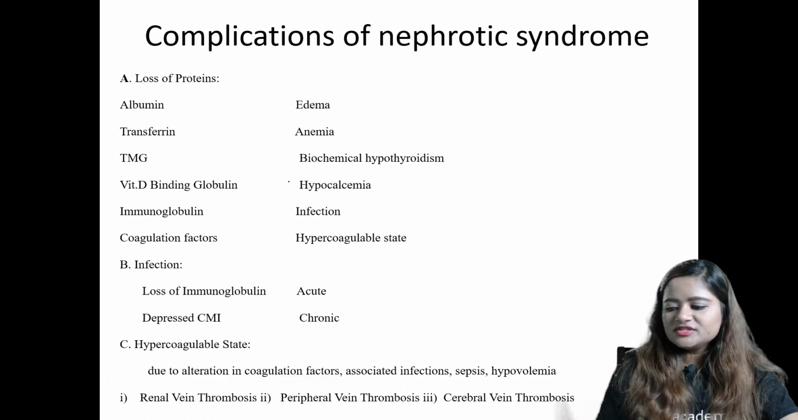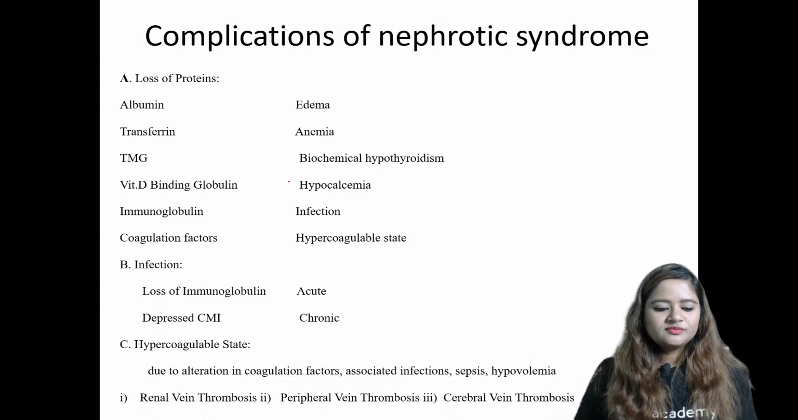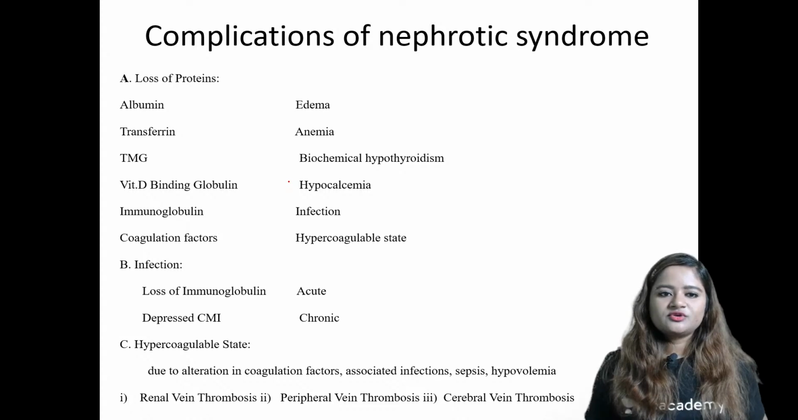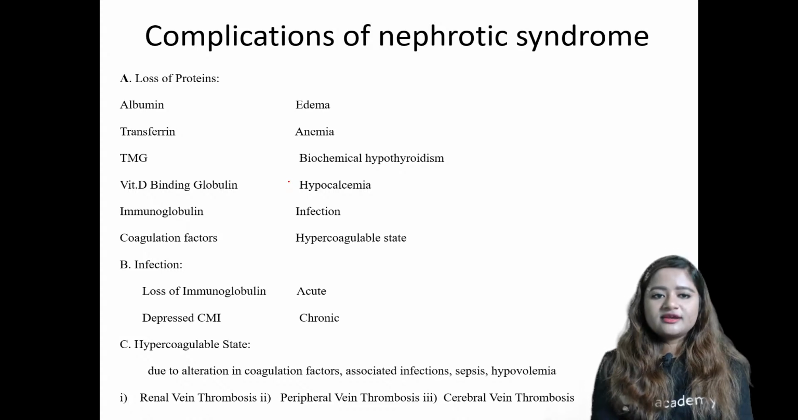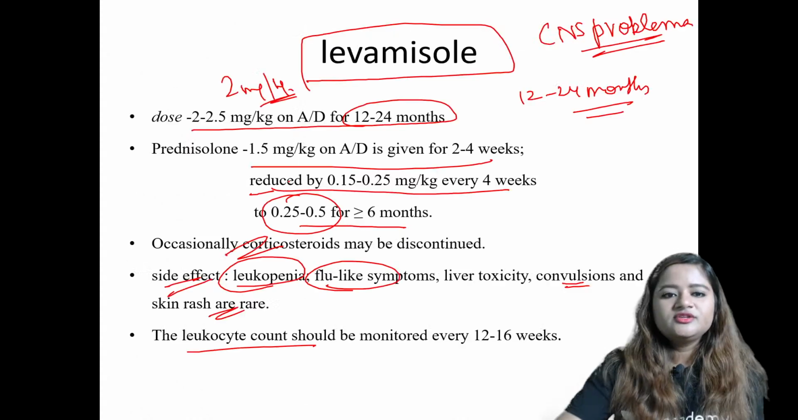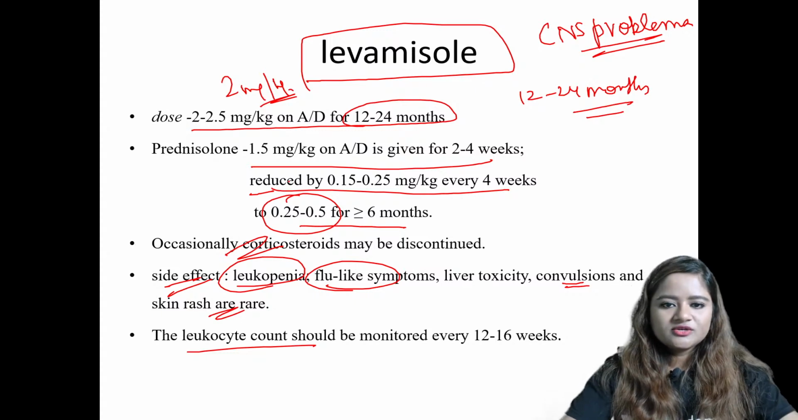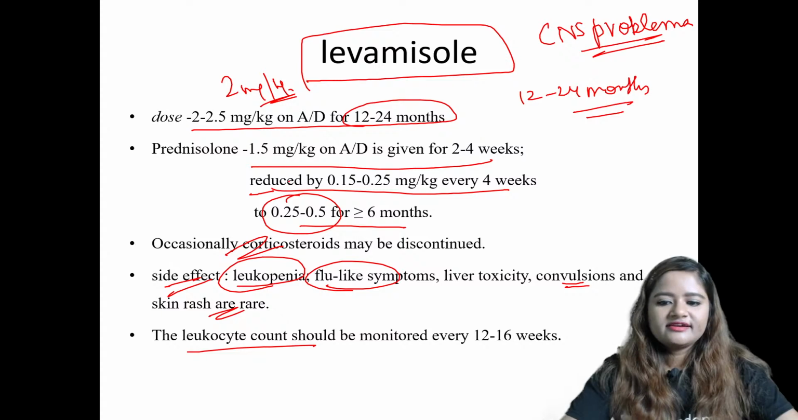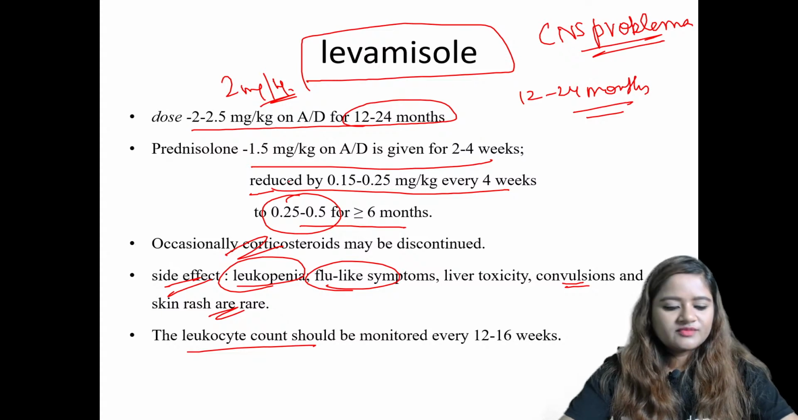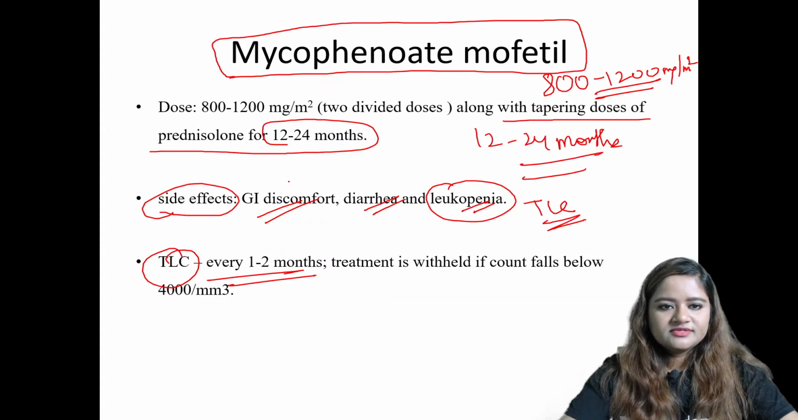Okay, so these are all the second line drugs that you should be aware of, because every time the question on steroids comes up. You have been asked a question on cyclosporin, so it is expected that you can be asked a question on any of these drugs. So the drug name, drug dose, drug duration and side effects. Just 4 basic things. Levamisole 2 mg per kg, 12 to 24 months. Side effects are leukopenia and flu-like symptoms.